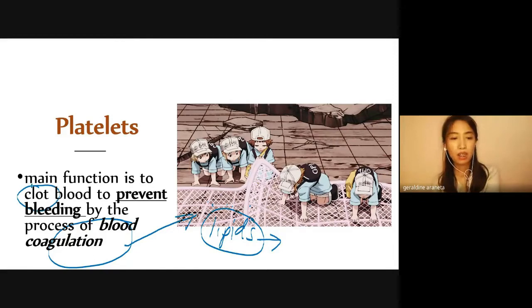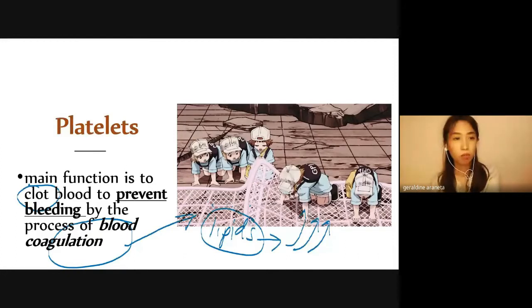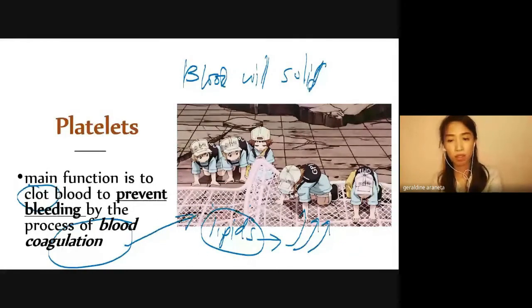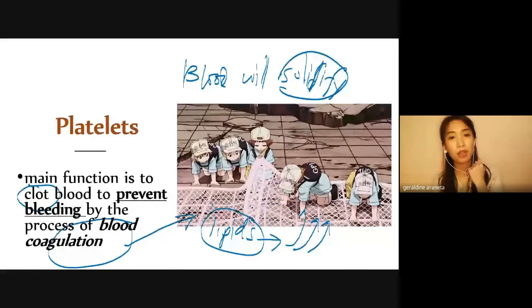So, ngayon, itong lipids na to, pag dumikit dyan yung mga blood cells, ang mangyayari, instead of liquid, di ba yung blood natin ay liquid? Okay. So, blood will solidify. So, magsosolidify yung blood. Kaya, kapag nagkasugat tayo, lalo na pag maliit pa lang, pag gumagaling siya, meron siyang parang bump. Yung bump na yun, yung dugo na natuyo. It is because nag-clot na siya with the help of platelets.